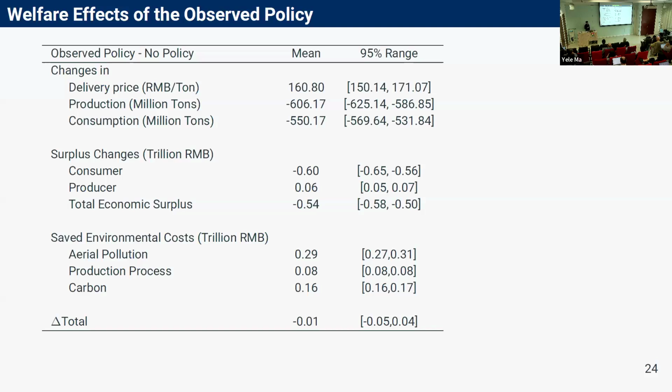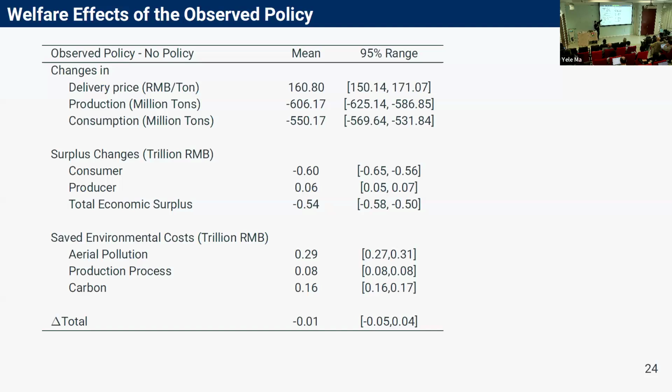So we simulate the model and we compare the counterfactual economy where there is no such supply reduction policy. We find that the observed policy increases the price by about 160 yuan per ton. It reduces the production, reduces the consumption, so it reduces the economic surplus. At the same time, we also provide a proxy, or impute the environmental cost. We take some estimates from the literature of the cost of air pollution from producing coal, and also the carbon emission. So that serves as an imputation of the externality, the environmental cost.